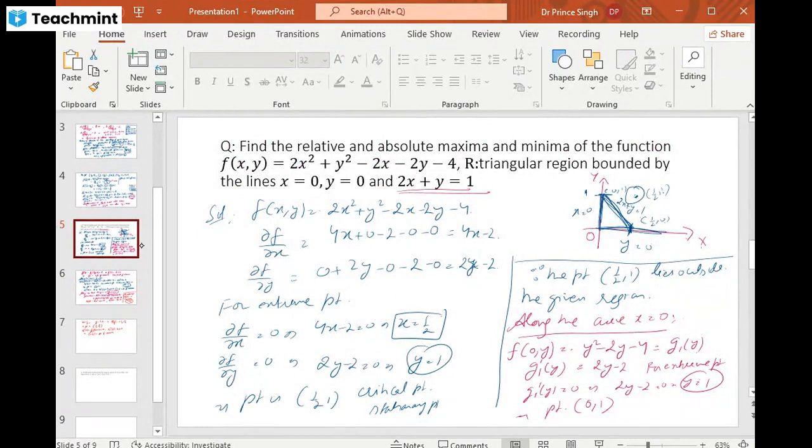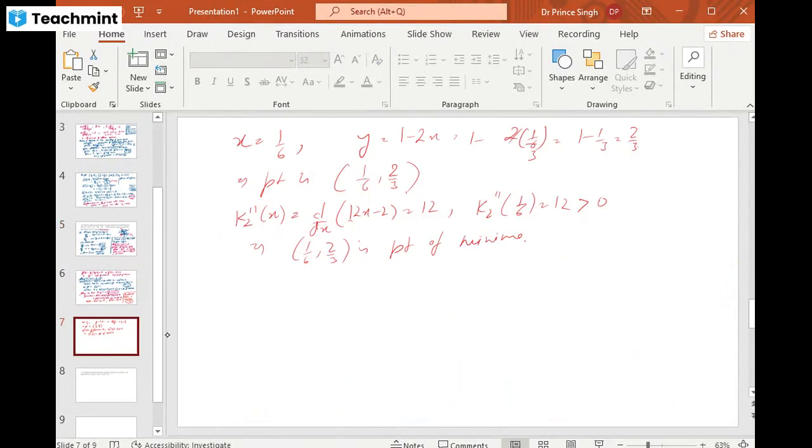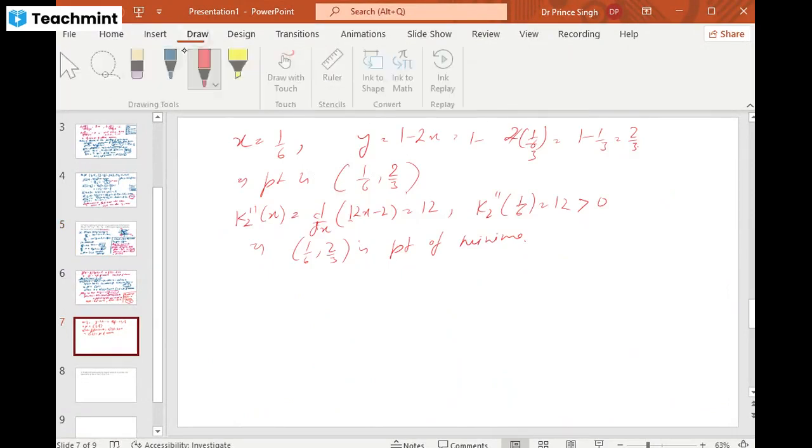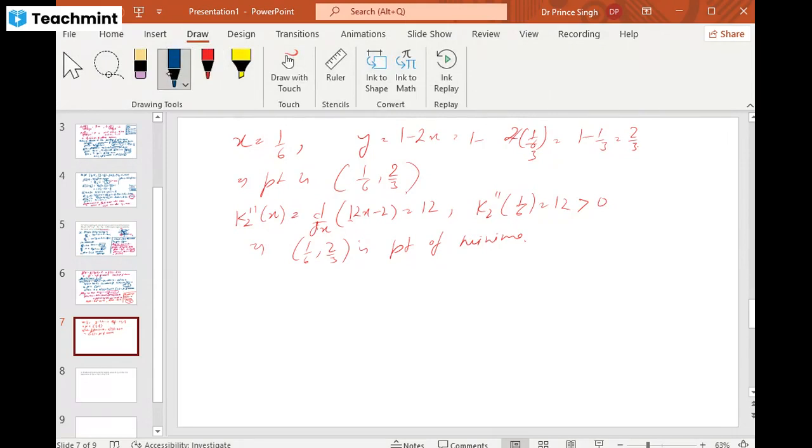So we are left with one more point, that is (0, 0), and we have the point (1/6, 2/3). So let us see where the function attains its absolute maxima and minima. So basically the points are (0, 1), (1/2, 0), (1/6, 2/3), and the vertex point (0, 0).